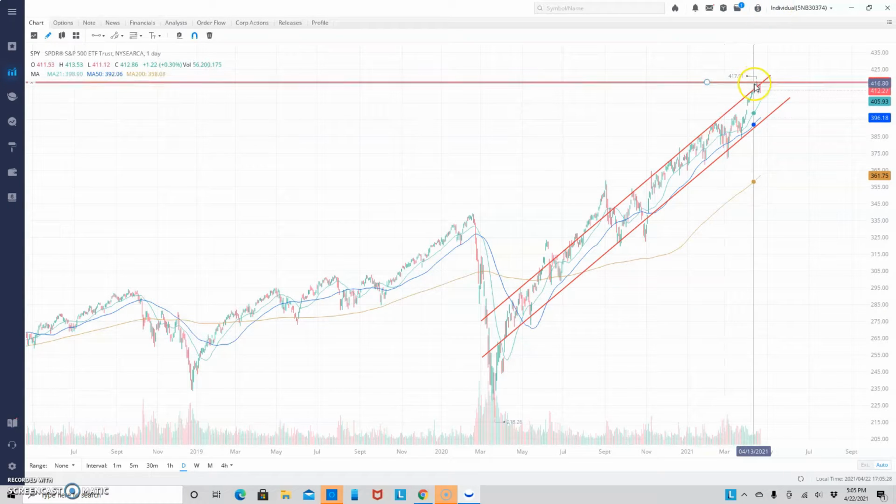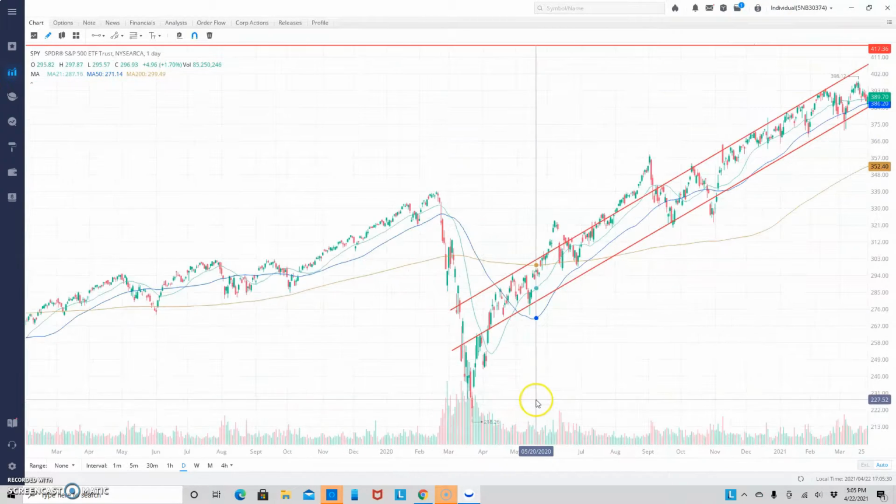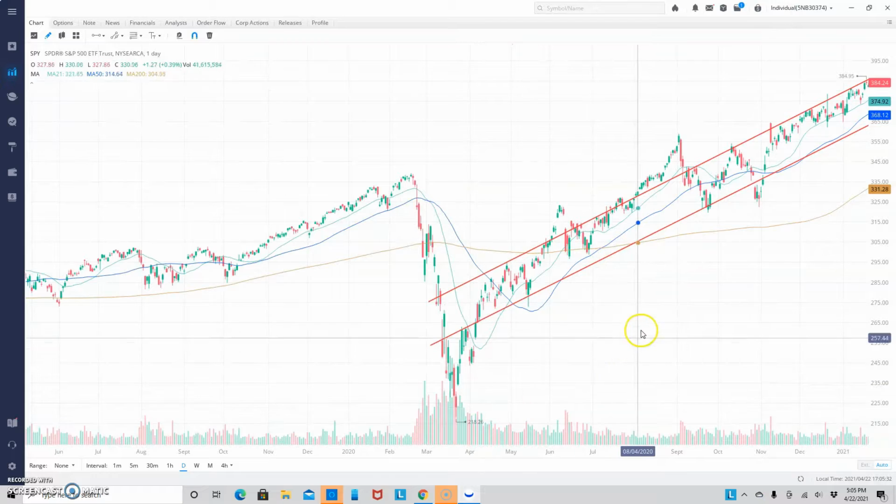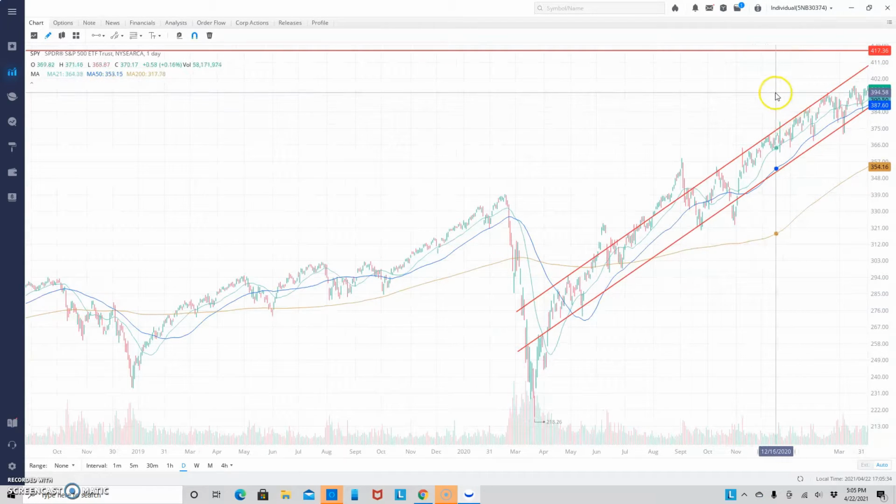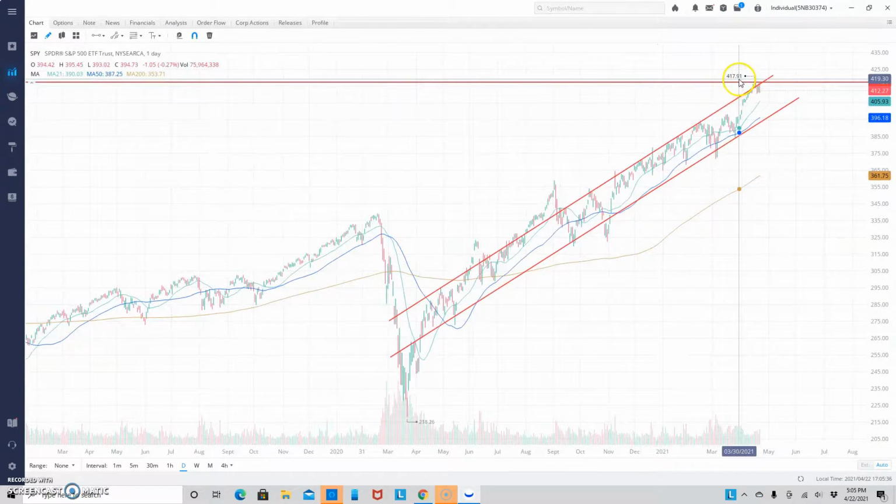You could see right here, it's gone all the way from $218.26 to a high of $417.91, which we hit a couple days ago, actually. So last week we hit our all-time high on the S&P.